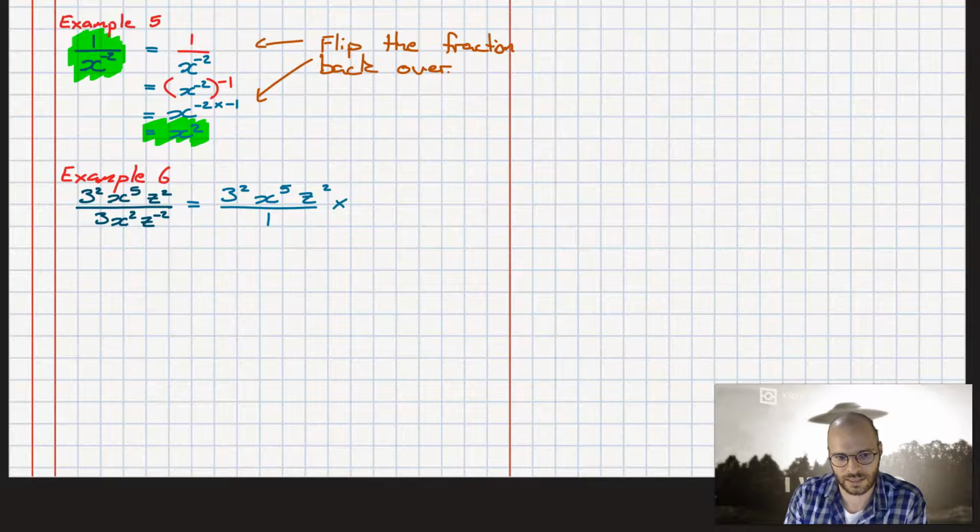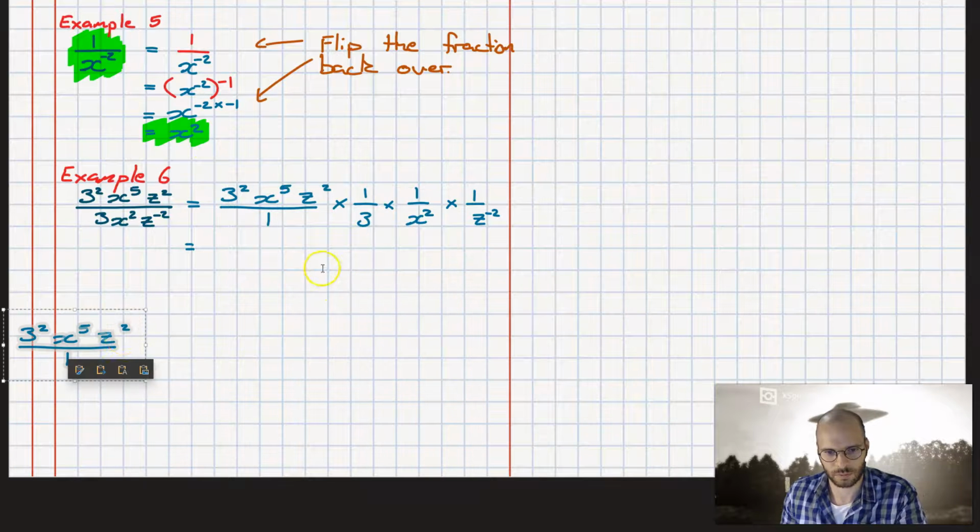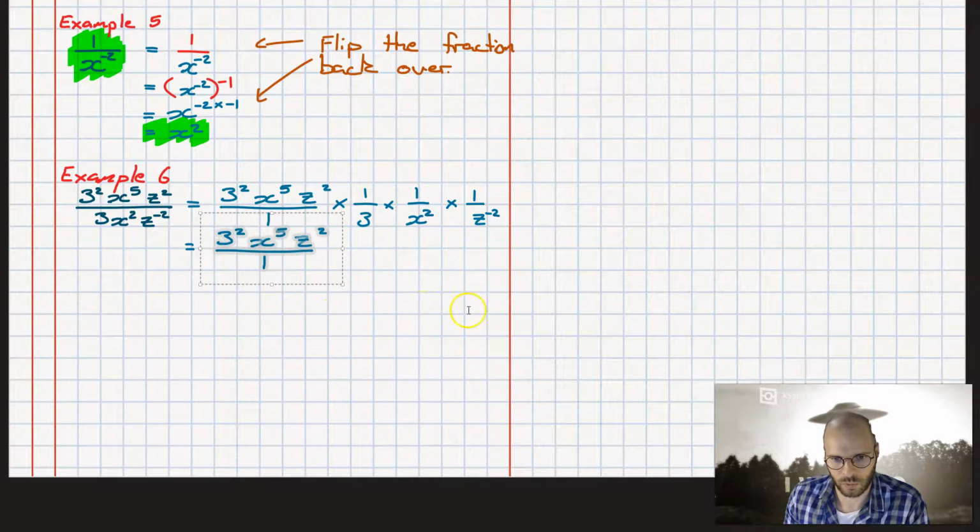Then we're going to get each factor individually in the denominator here and write it out like so. So we're going to go 1 over 3 multiplied by 1 over x squared multiplied by 1 over z to the negative 2. Now, looking at what we have here, the numerator is going to stay the same, so we'll just bring it down once again. But more interesting, we want to have a look at what's going to occur with the rest of the factors here.